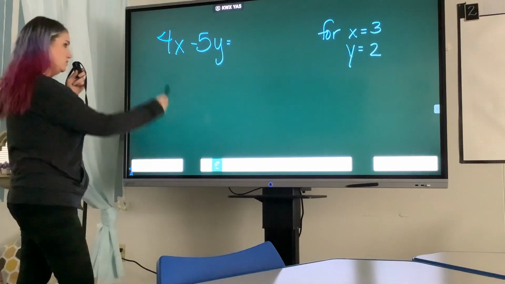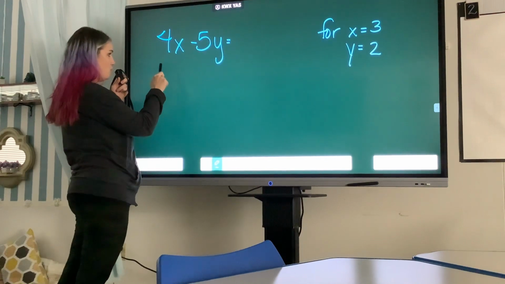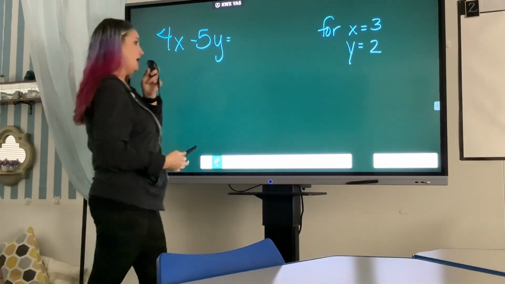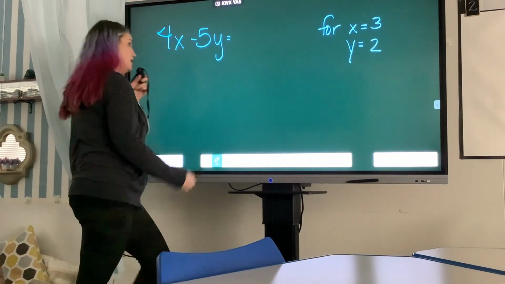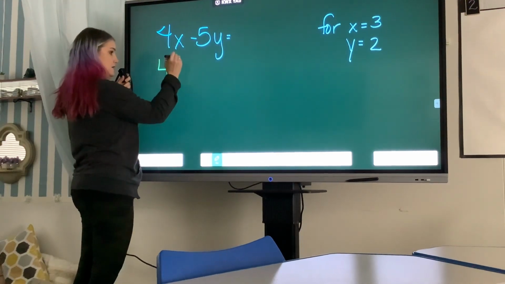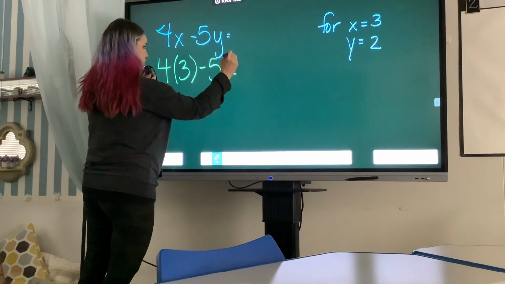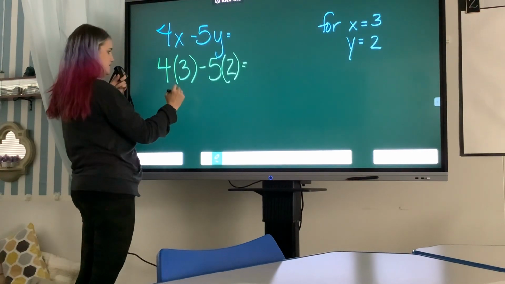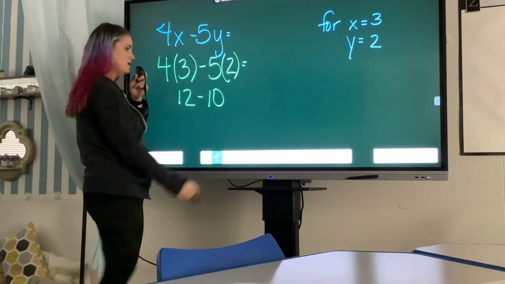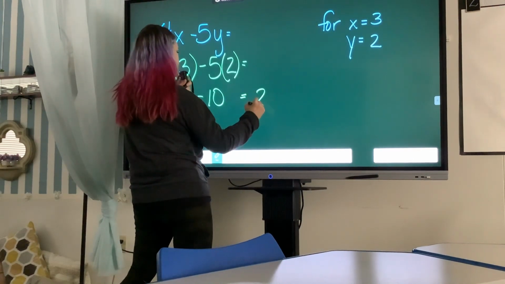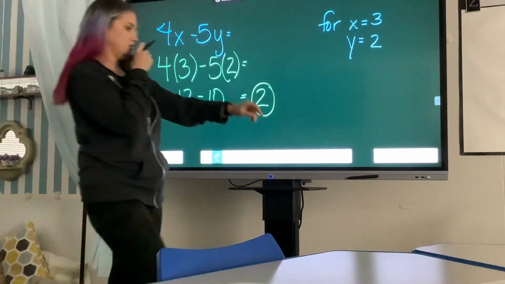We're going to show you this next example, which actually has 2 variables. So we're evaluating the expression 4x minus 5y equals. And we're evaluating this expression for the case in which x is 3 and y is 2. So that's going to be 4 times 3 minus 5 times 2. So 4 times 3 is 12, minus 5 times 2 is 10, using order of operations there. 12 minus 10 equals 2. So we just evaluated that expression using substitution.